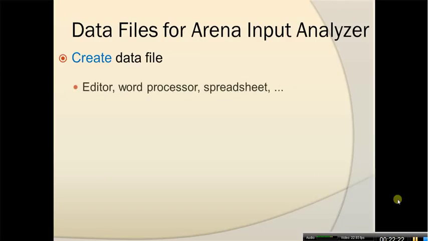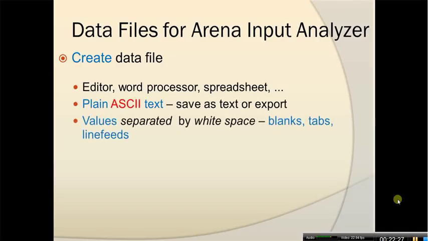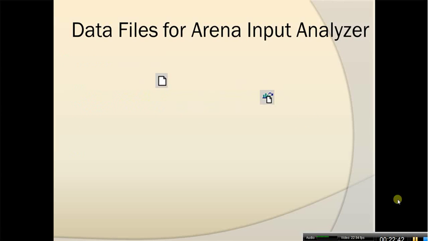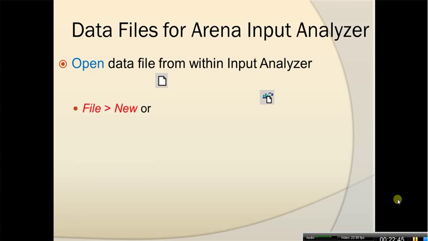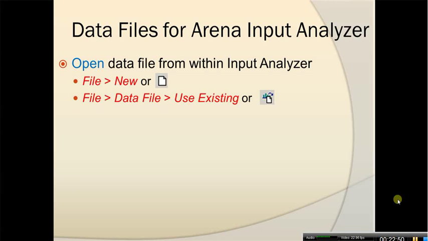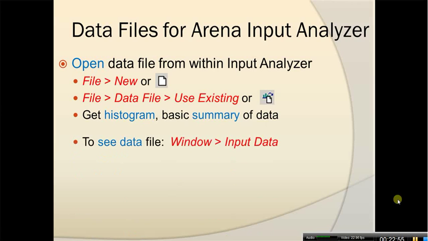So to do the fitting, we basically follow this procedure. You can create a data file, and that's just plain ASCII text. The values are separated by white spaces, which can be blanks, tabs, or line feeds. Otherwise, it's a pretty free format in terms of creating data files. And so we open the data file from the input analyzer, and then we use existing data. And we got the histogram and summary of the data when I demonstrated that. And to see the data file, we could also click Windows, Input Data.